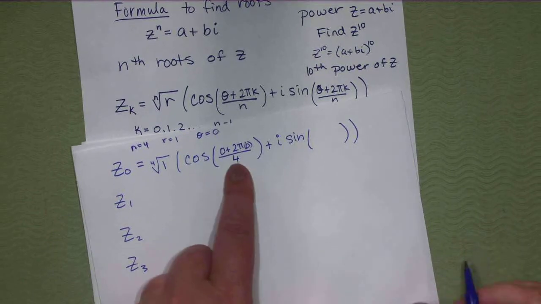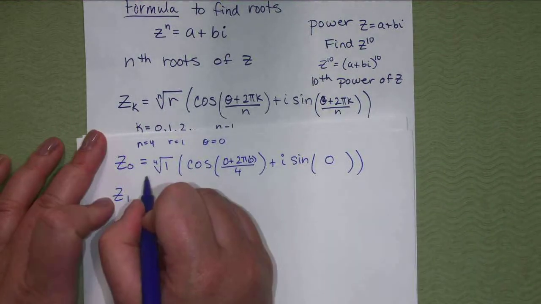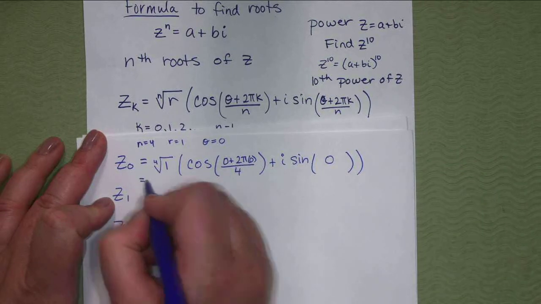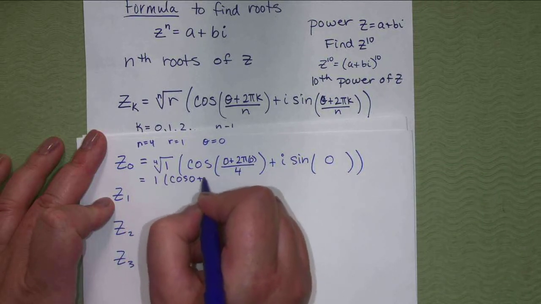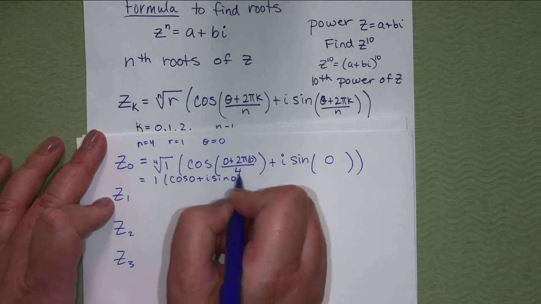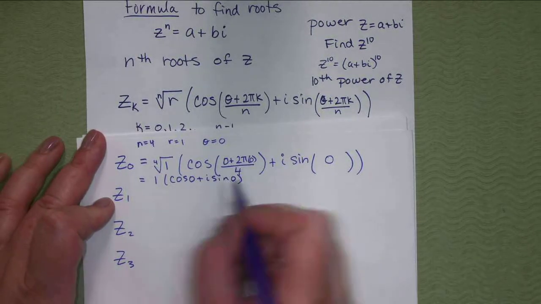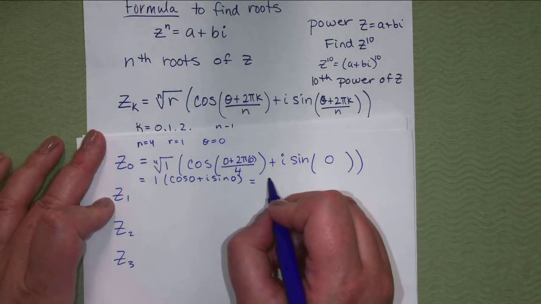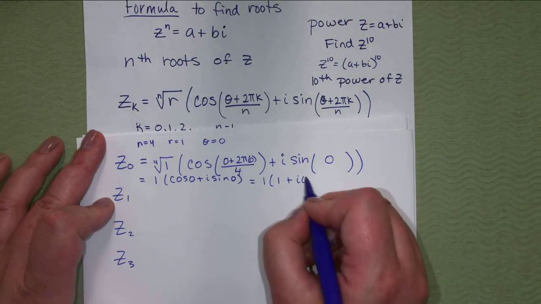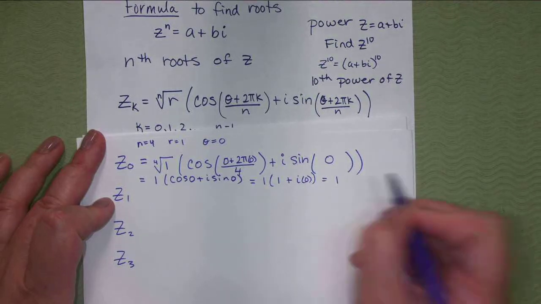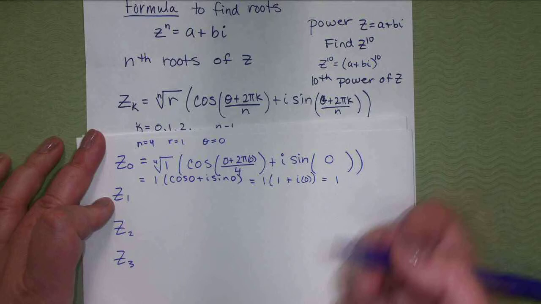So what does this work out to be? 0. So then we could say the 4th root of 1 is 1, times cos of 0 plus i sine 0. Do you agree? Yeah. And if we work this out, what's cos of 0? 1. Sine of 0? 0. So 1 times 1 is 1. That's our first root. We'll get the 4 roots we had.